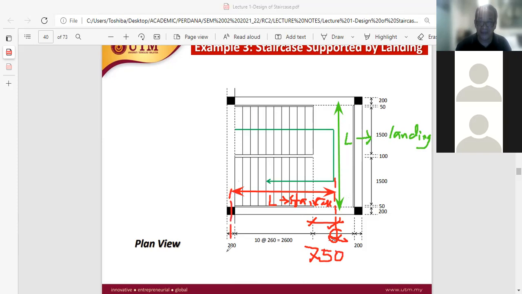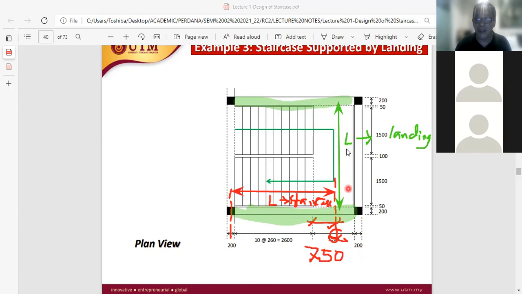Okay. Support for the landing, because landing has two beams kat sini, dua rasuk, which is supporting the landing. We have two beams di sini. Okay. So these two beams ni, dua rasuk ni, is now supporting the landing. Therefore, from center of the beam sebelah kiri dengan sebelah kanan, this green line represents span untuk landing. So we have two components lah, separate components. Kita tak boleh nak design serentak, because one component is supporting another component.